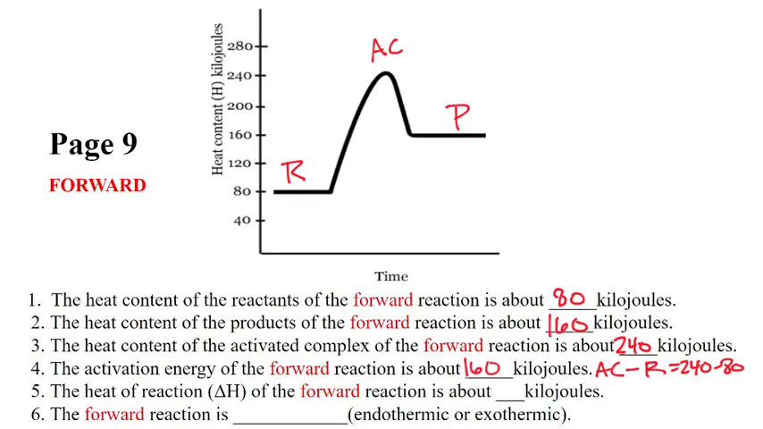Our enthalpy value is products minus reactants. So that's going to be 160 minus 80, which is 80. Now, either because this is a positive 80 here, or because you can see that we are increasing in energy as we go from reactants to products, which must mean we're taking in some energy, this is going to be an endothermic reaction.